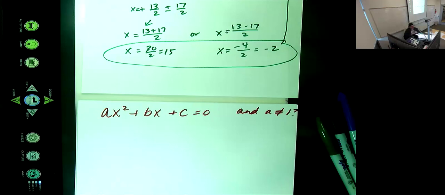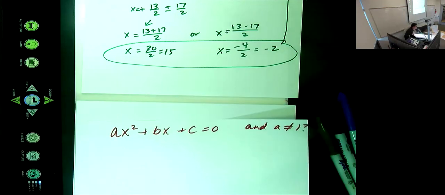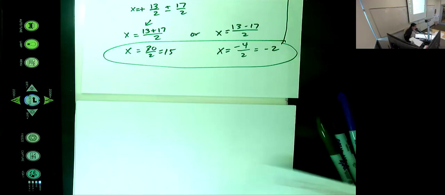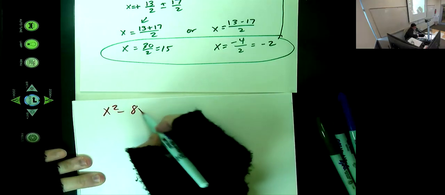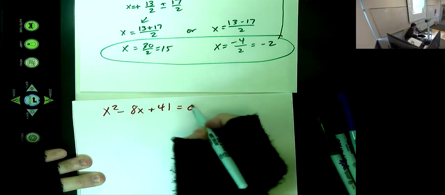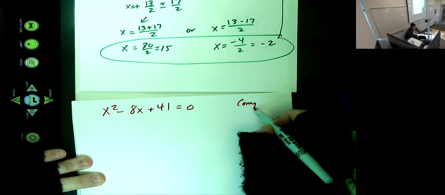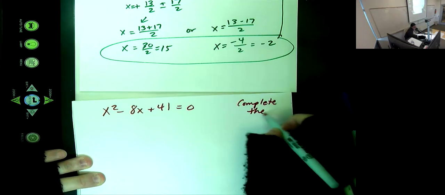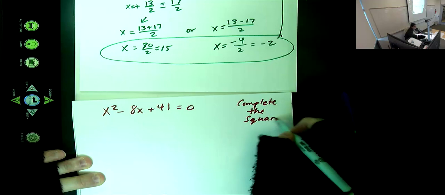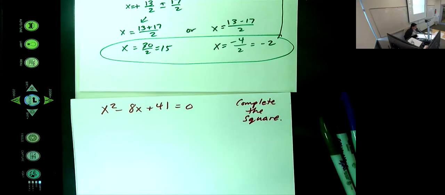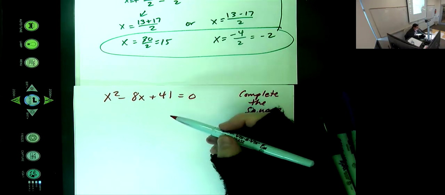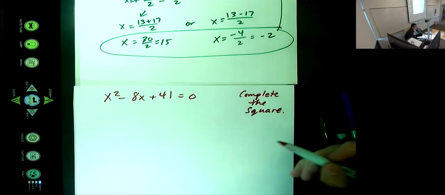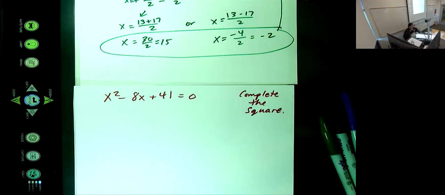Actually, before we do that, let's go back to the one we started this topic on. X squared minus 8x plus 41. Do complete the square on this. Go ahead and give it a gander. Do you leave the 41 there after you do the 8 divided by 2, or does that get sucked in? You can either leave it there or move it to the other side. I think moving it to the other side is the easier route to go.